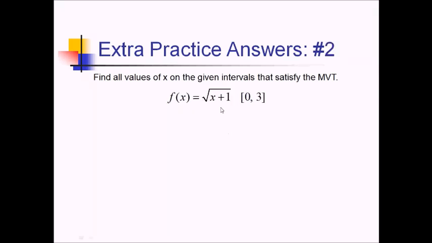For this problem, we're trying to find all x values on the interval 0 to 3 that satisfy the mean value theorem, in other words, average rate of change equals instantaneous rate of change, for this square root of x plus 1 function. Before we do any number crunching, let's make sure the MVT applies here.